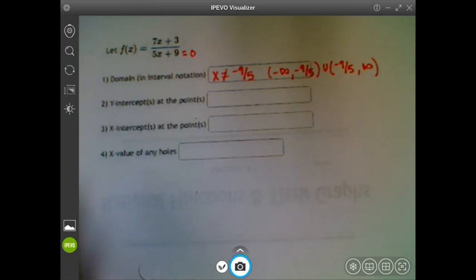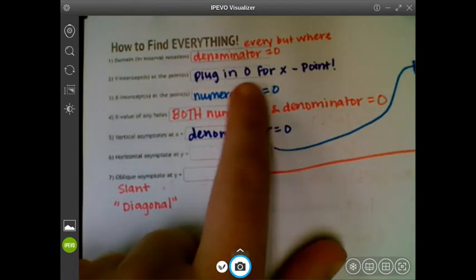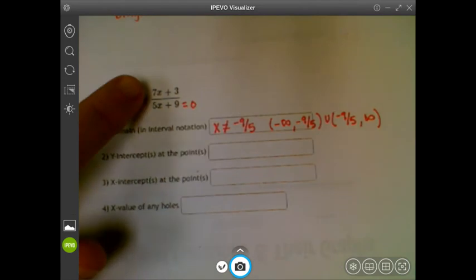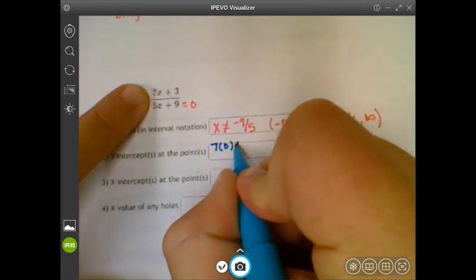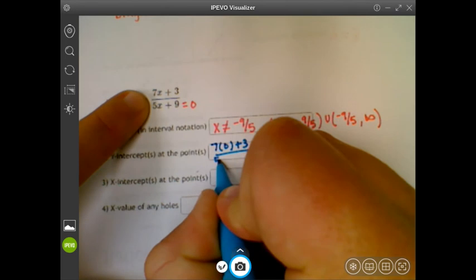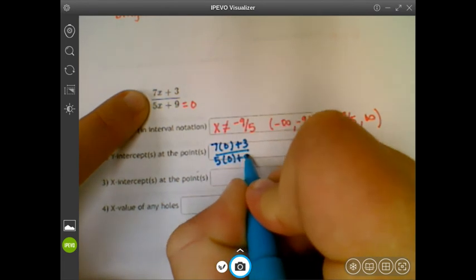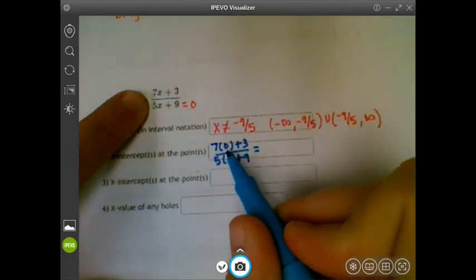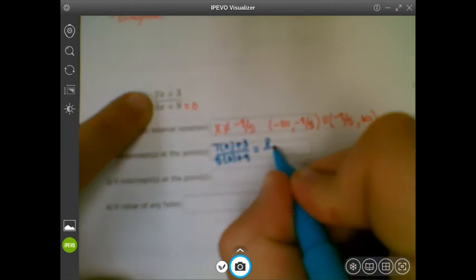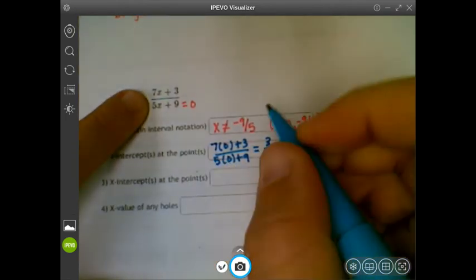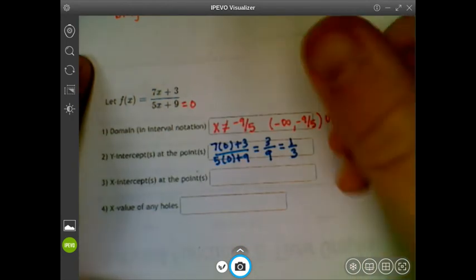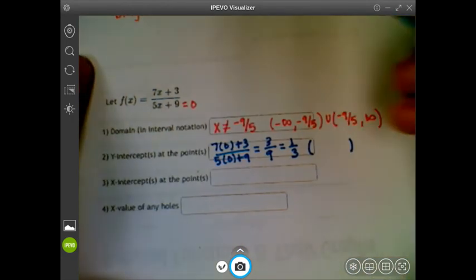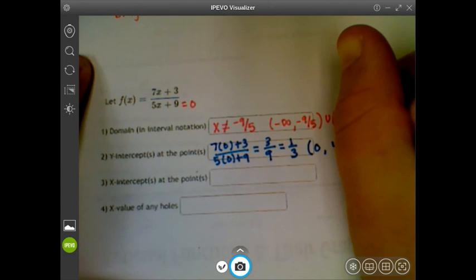All right, the y-intercept, if you go back up, says plug in 0 for x, and remember to put it as a coordinate point. So if you plug in 0, let's talk about what happens. You'll have 7 times 0 plus 3 on the top, and 5 times 0 plus 9 on the bottom. 7 times 0 is 0, plus 3 is 3. 5 times 0 is 0, plus 9 is 9, and they simplify to 1 over 3. So your y-intercept is at the coordinate point 0, 1/3.